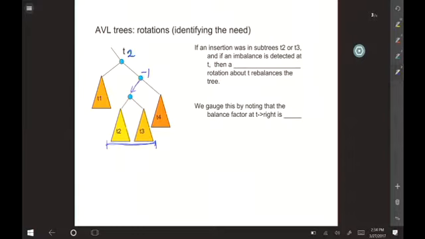So if an insertion was in subtrees T2 or T3, and if an imbalance is detected at T, then a double rotation, a right-left rotation about T, rebalances the tree. Remember, that's right around this node and left around this node. Gauge that by noting that the balance factor at T's right is -1. Okay. That's all I got. I think if we pull together all the pieces that we've talked about, we've got ourselves an algorithm.